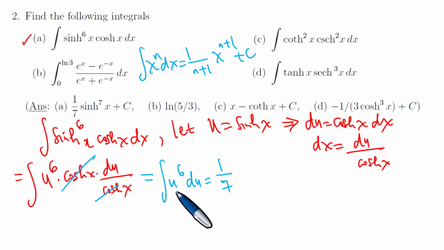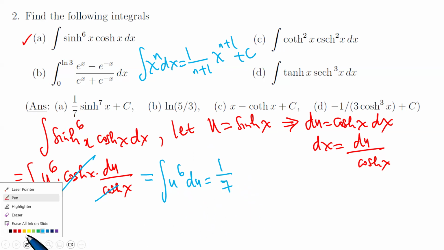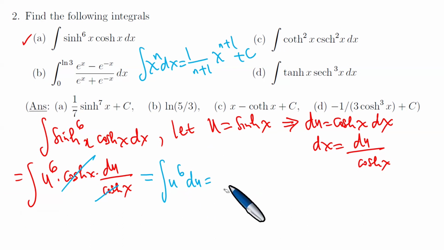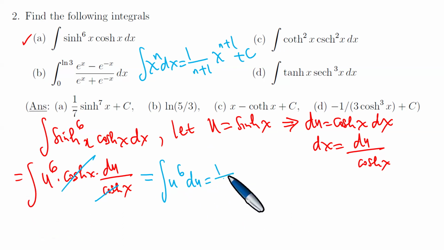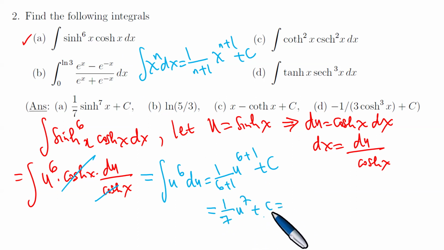The integral of this. I'm going to go a little bit to the basics. I know very well that you possibly are very familiar with this. So the integral of u to the power 6 is 1 over 6 plus 1, u to the power 6 plus 1, plus c. This is what we call an indefinite integral without its limits of integration. Now, 6 plus 1 is 7. u to the 7th power plus c.